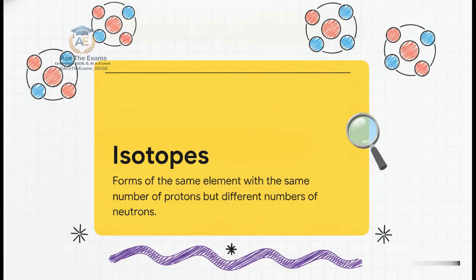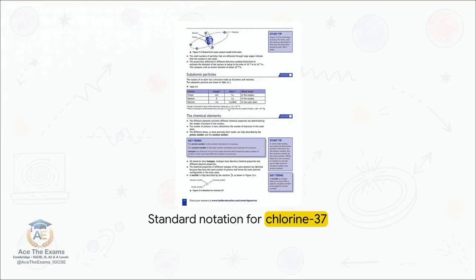The board wants a crisp, data-driven definition. Isotopes are atoms of the same element with the same number of protons, but a different number of neutrons. That's it. It's precise, it's accurate, and it locks in the points. Here is how that plays out in standard notation, using chlorine-37 as our example.